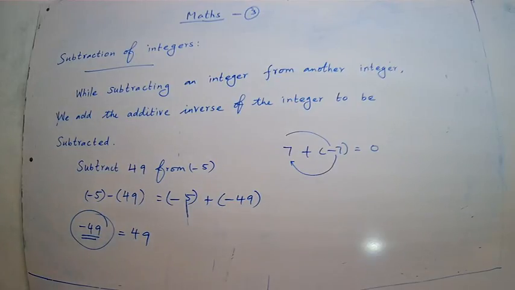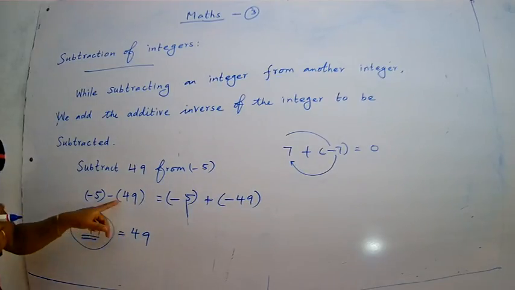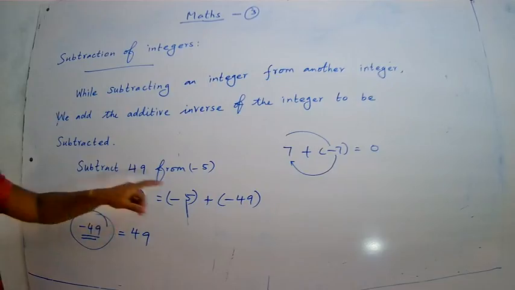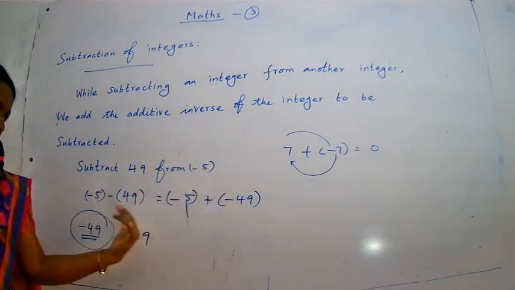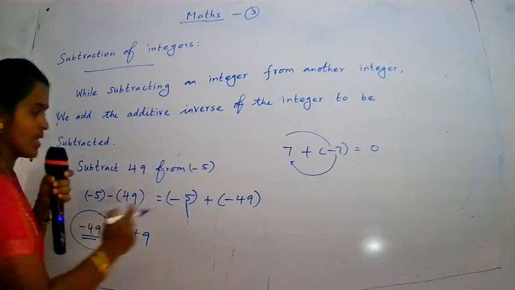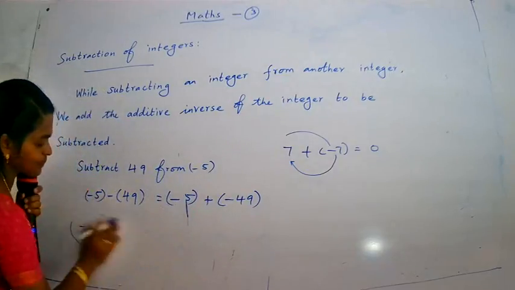Okay. So what will our sign be? Opposite. The additive inverse of 7 is minus 7. What is the additive inverse of minus 7? Plus 7. Same thing here. What is the additive inverse of 49? Minus 49. What is the additive inverse of minus 49? 49. Okay children? Yes. Now you say the answer.